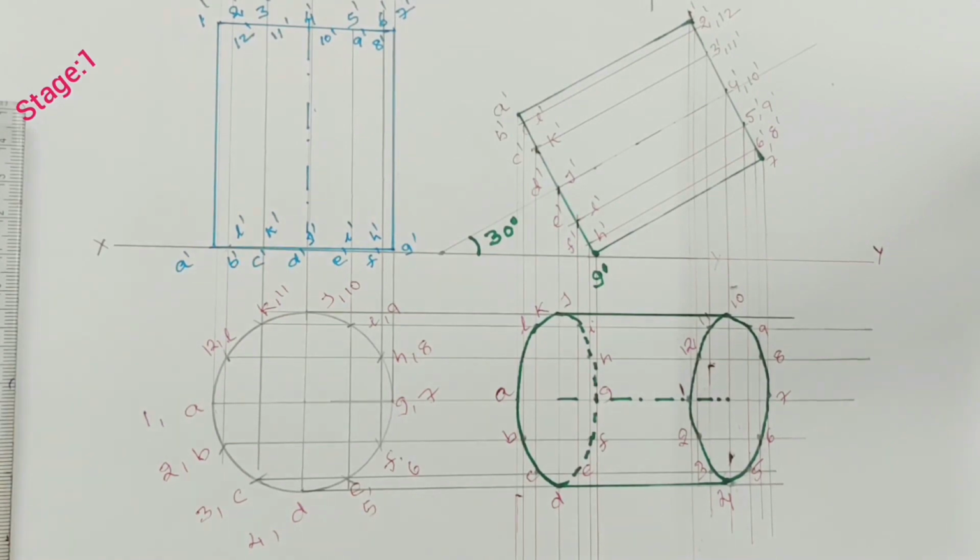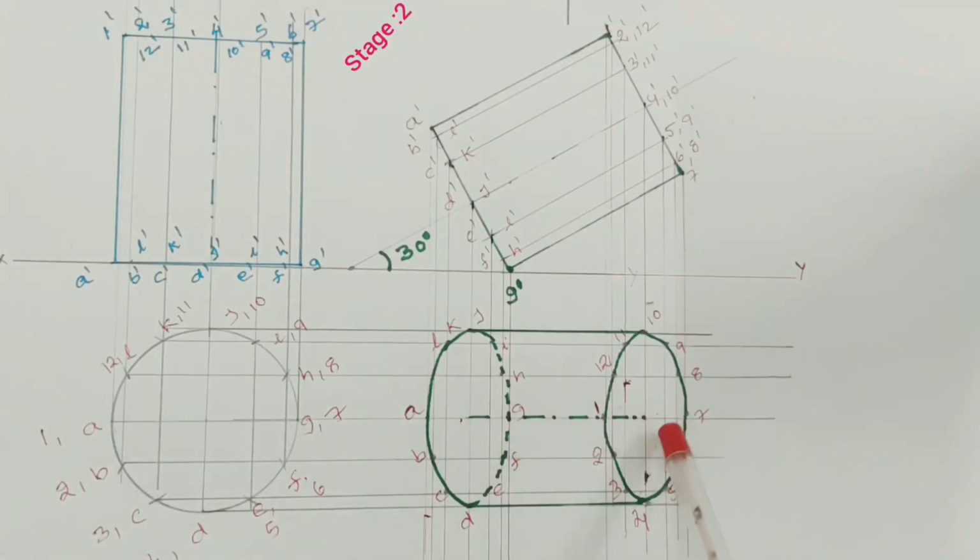After that, the top view of the axis is perpendicular to the vertical plane. So if it is a change of position method, then this view is to be tilted so that this axis is perpendicular to the xy line. Instead of using change of position method, we will use now auxiliary plane method. That is, instead of tilting the view, we will draw new reference line which is perpendicular to this axis.